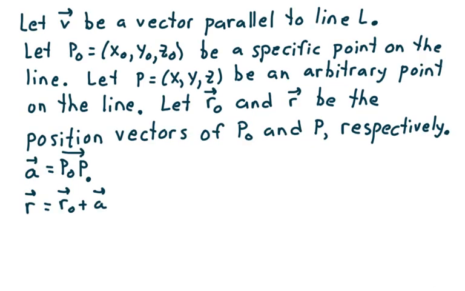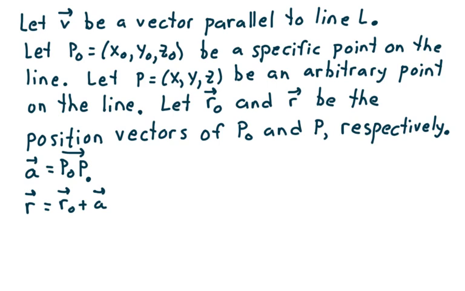Let V be a vector that runs parallel to line L. Let P naught, which is equal to X naught, Y naught, Z naught, be a specific point on the line. Let P, which is equal to X, Y, Z, be an arbitrary point on the line. Let R naught and R be the position vectors of P naught and P, respectively.